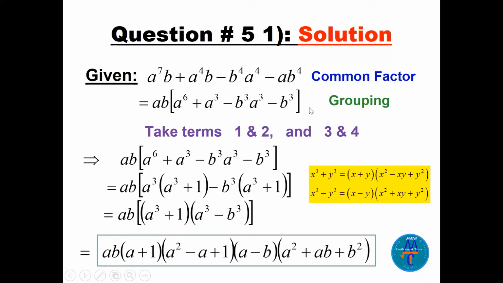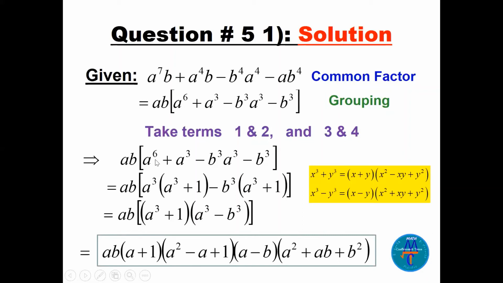But remember, before we continue here, ab, you see this ab? It should be part of the answer, don't forget it. See, ab is out, ab is out, ab is out. Always it will be outside, but in the answer, in the final factor. Okay, let's take the terms 1 and 2, 3 and 4.